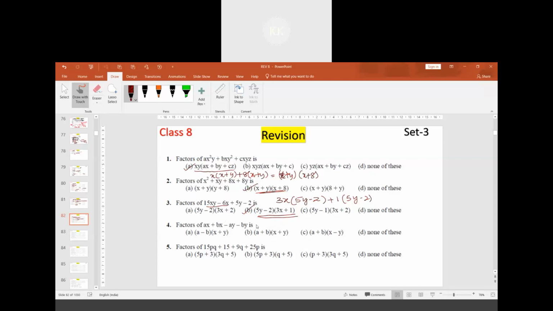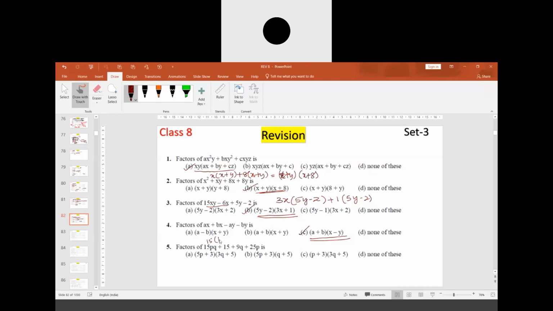Option B. In the next one, x common, a plus b, minus y common, a plus b. So it is a plus b times x minus y. Option C, sir. Very good. Option C is correct.